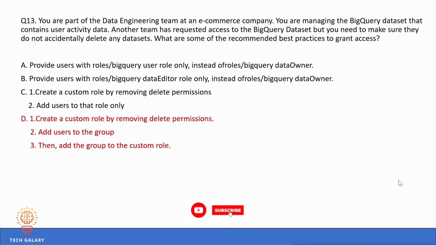Now let's take a look at option D. Create a custom role by removing delete permissions, add users to the group, then add the group to the custom role. This is the best solution for this question because here creating a custom role with no delete permission will ensure that users will not be able to accidentally delete any datasets, and granting the role to groups is considered the best practice as per Google's recommendation. So option D is correct.